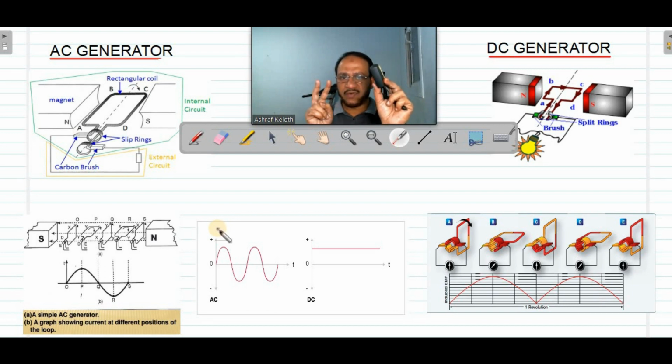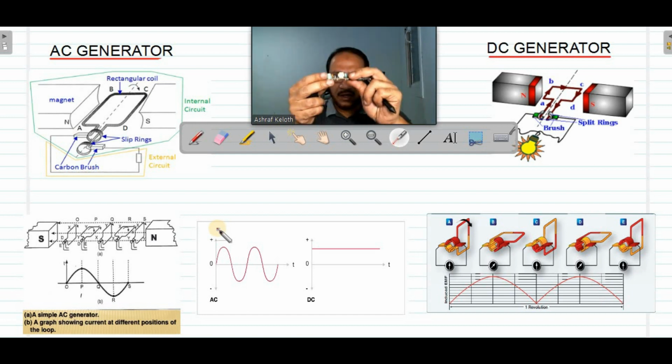There are two functions for the charger. One function is it will reduce the high voltage 220 into 3 volt. For that there is a transformer. The device used for that is called a transformer. This is the inside of the charger. In this you can see there is a yellow colored part here, this one. It is a transformer. This will convert 220 volt into 3 volt.